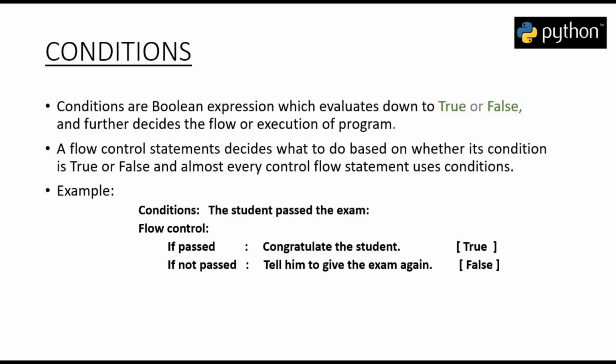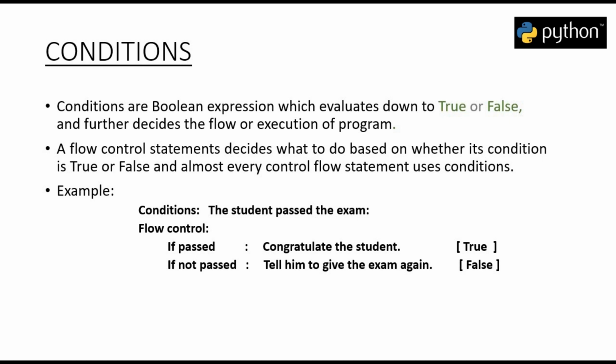When it evaluates down to true or false, then according to the result, it follows a certain path. Consider a condition. Here the condition is whether the student passed the exam or not. Now if the student passed the exam, that is, this condition is evaluating down to a true value, then we will congratulate the student. That is the one direction in which the program will go.